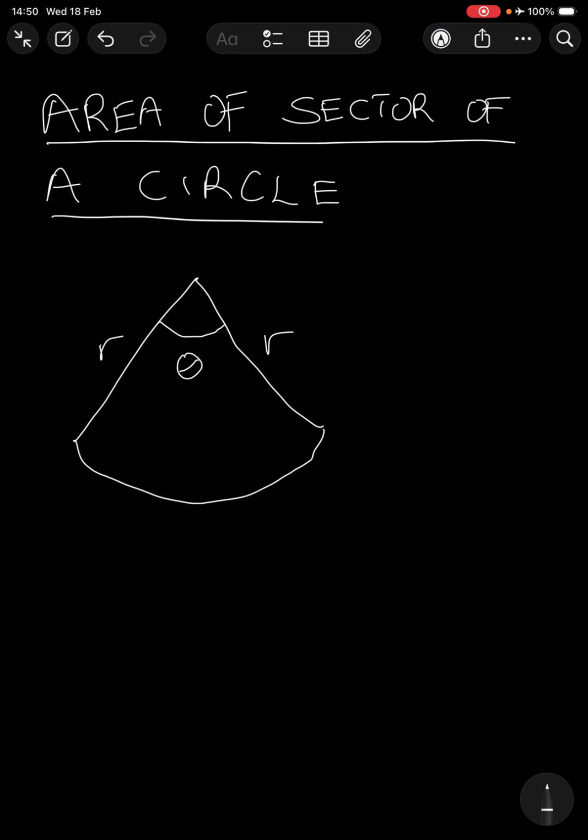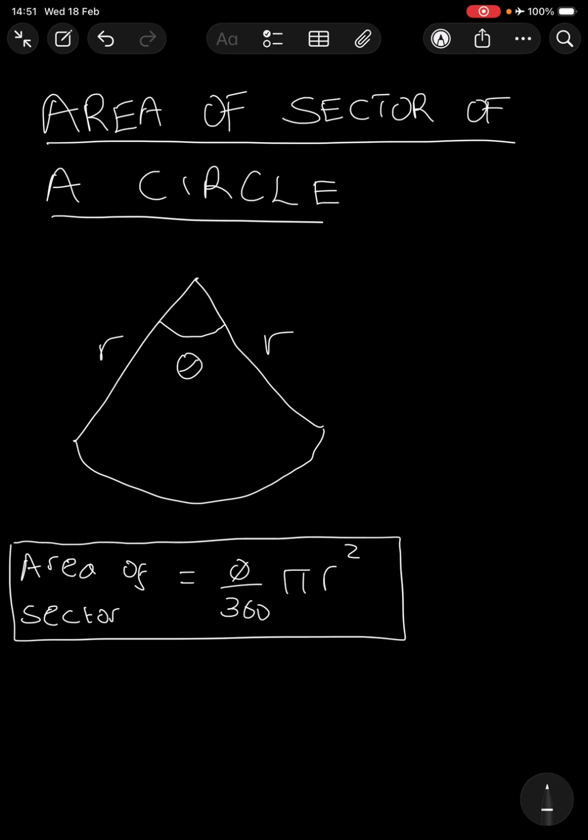So this is the formula. Area of a sector is equal to theta over 360 times pi r squared. So theta represents the angle, and r represents the radius.